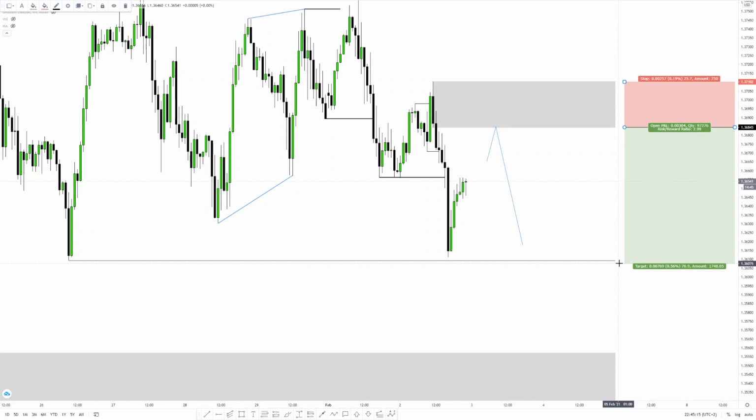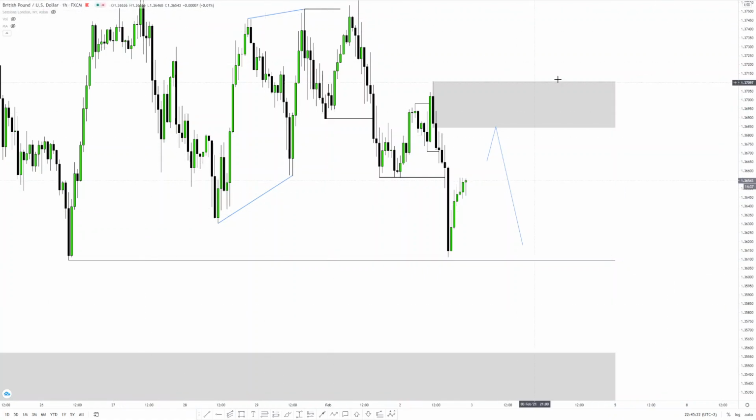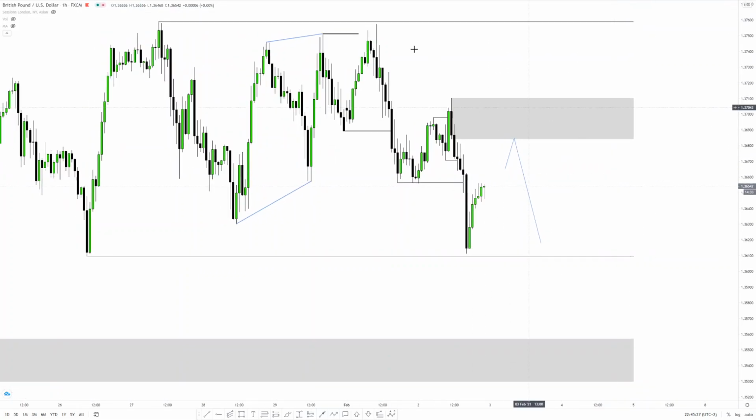But if you want a 1:3, you can simply do this, right? Or the 20 pip SL. But it's simply up to you how you decide to take your trade from here. But I broke down everything for you.